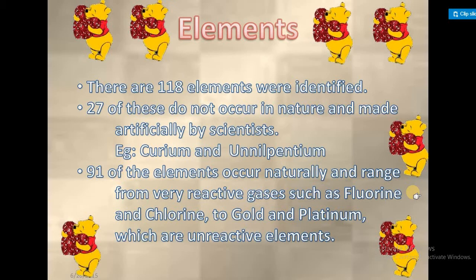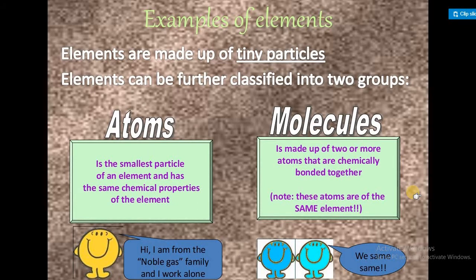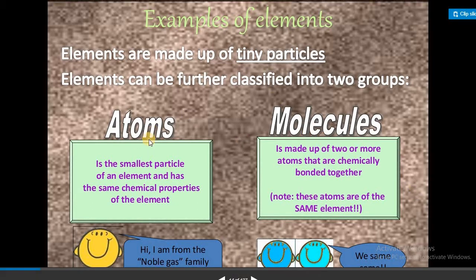So this was an example of elements. This is just a brief description of the periodic table, where I'm telling you that 118 elements are identified. Out of that, 27 are artificially prepared and 91 are naturally occurring. And out of these 91, they can be very reactive, like the metals, or unreactive, like gold, platinum, and non-metals. So this is just a summary of my explanation that an element is made up of tiny particles. These particles are called atoms. So an element is further classified as atoms or molecules.